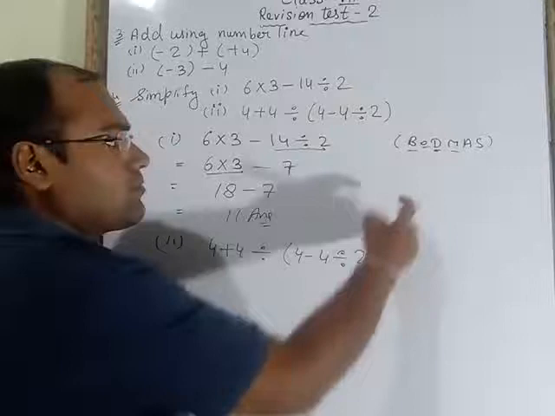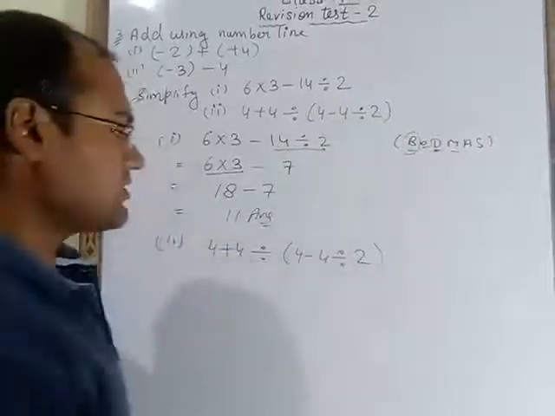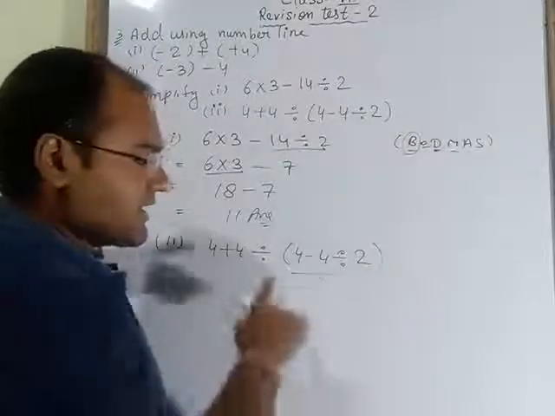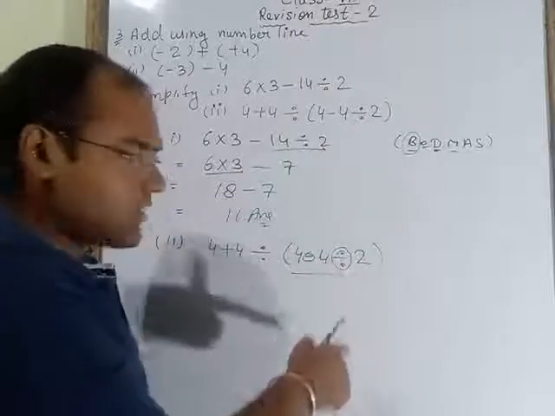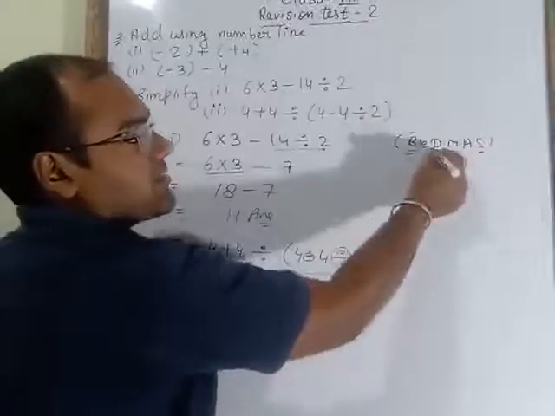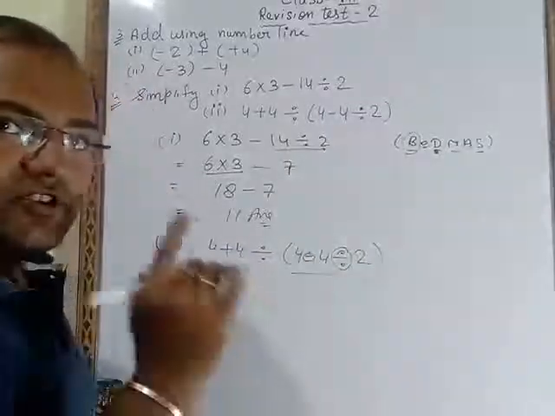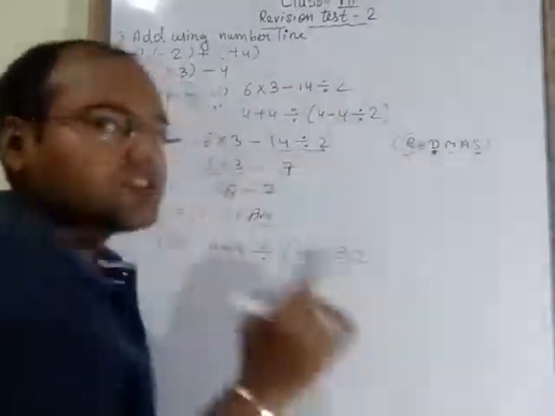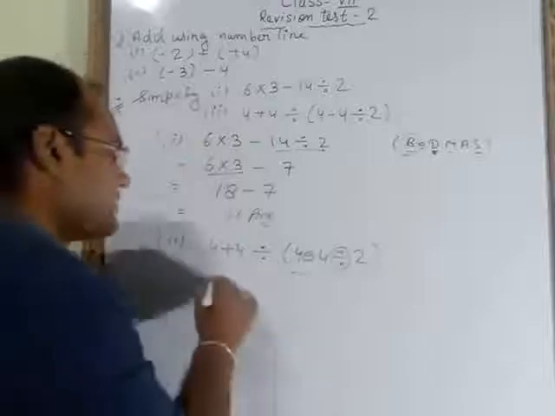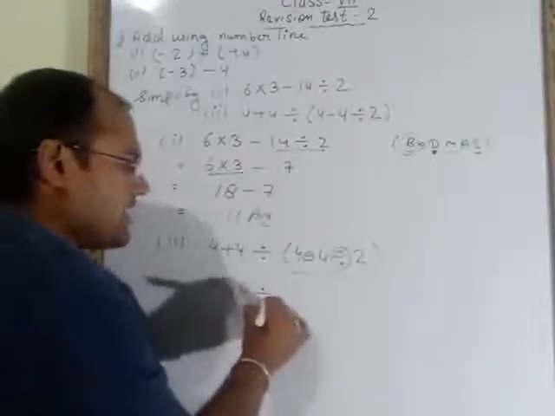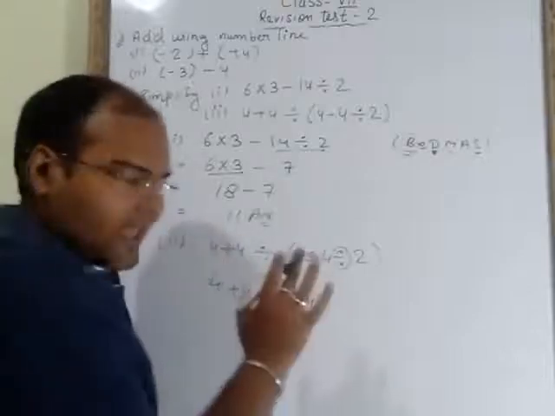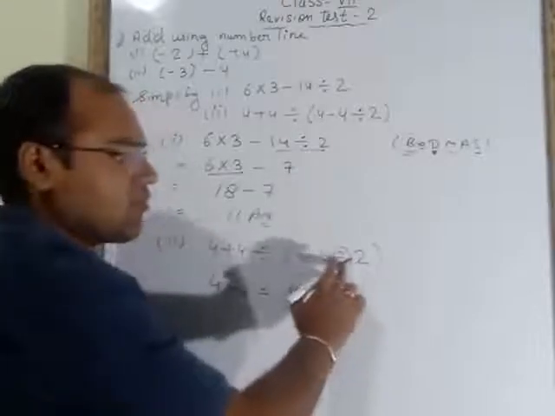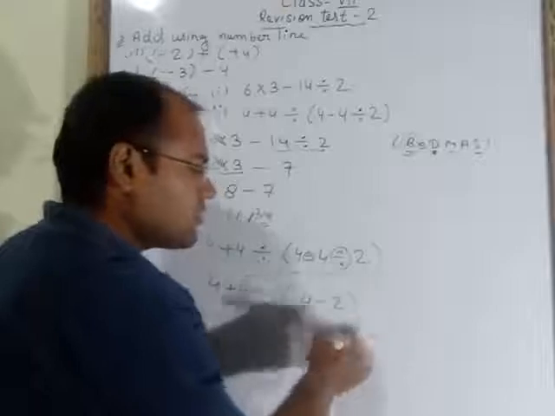So according to BODMAS we have to solve the bracket first. Inside this bracket a subtraction sign is there and a division sign is there. Subtraction is coming at last but division is coming earlier. So what is coming first? Divide is coming first, so we have to divide it. 4 plus 4 divide bracket 4 minus. Till here you have to write as it is. Now we will divide these two numbers. 4 divided by 2, answer will be 2.